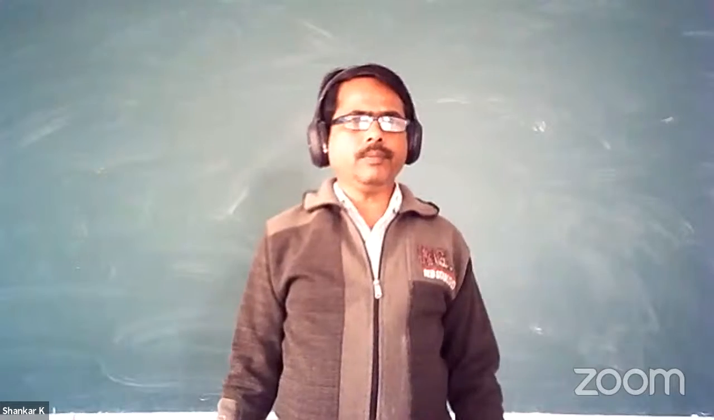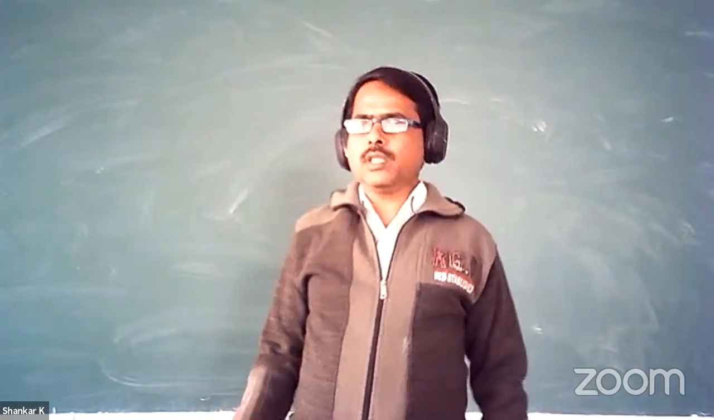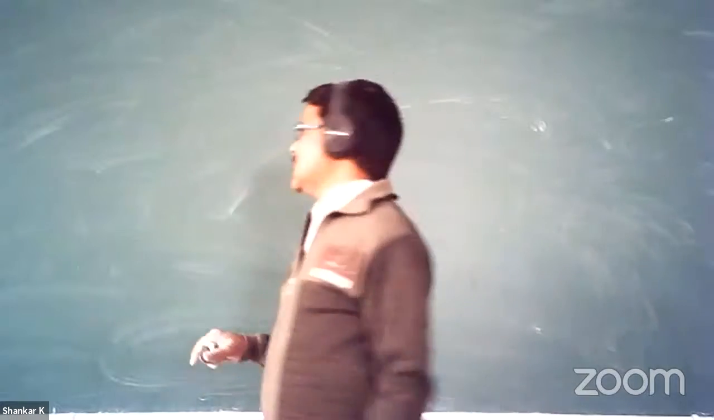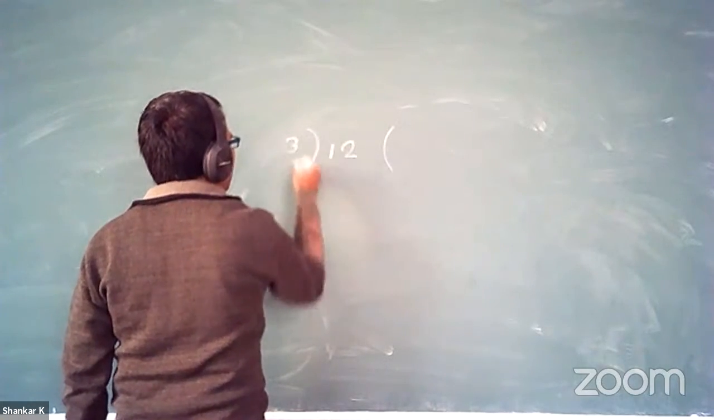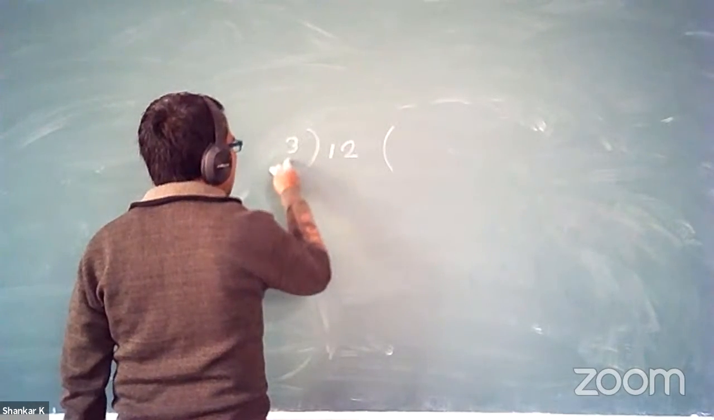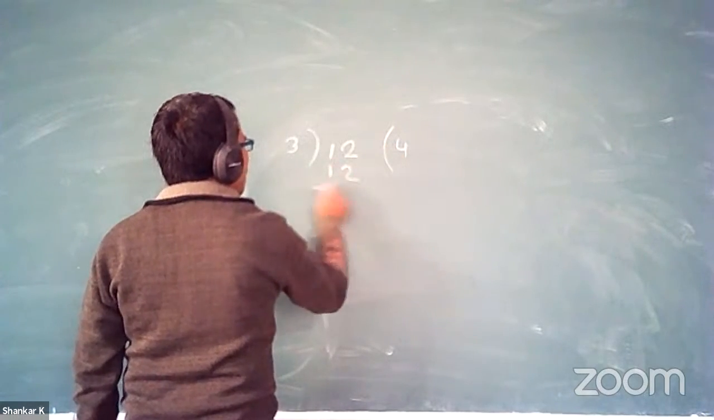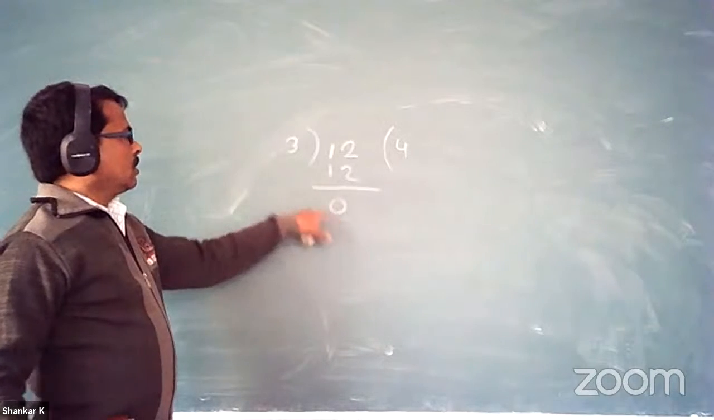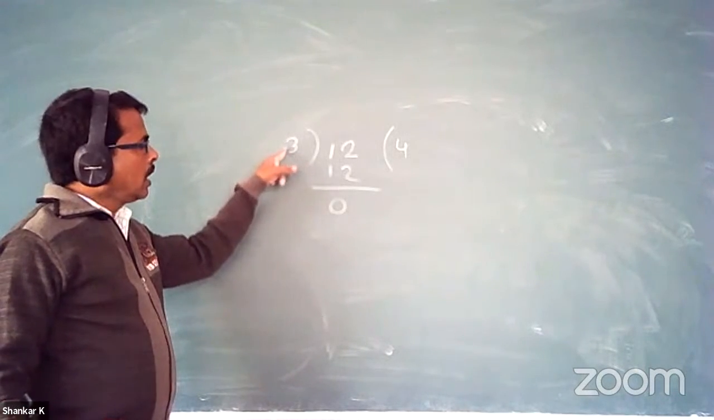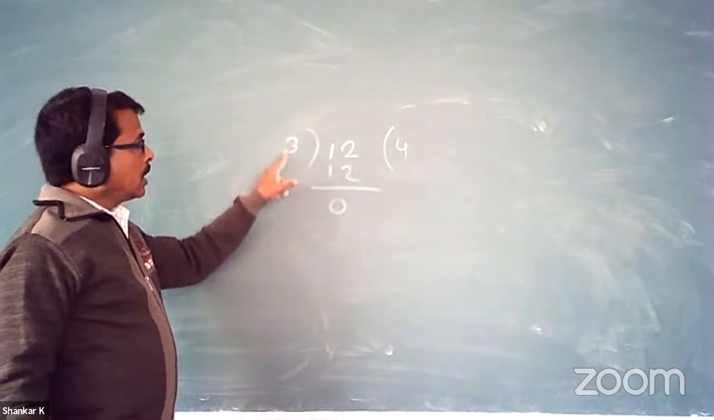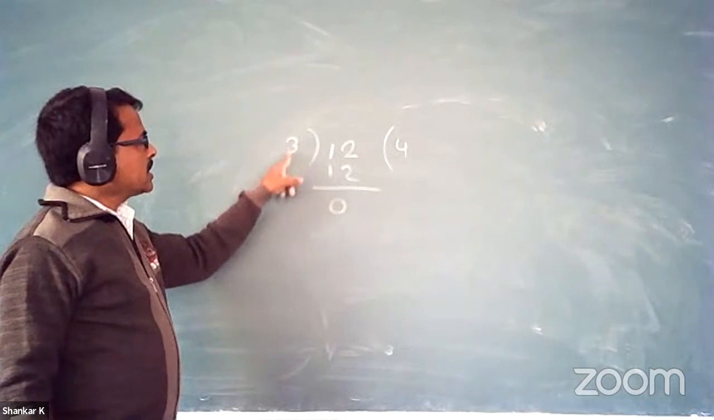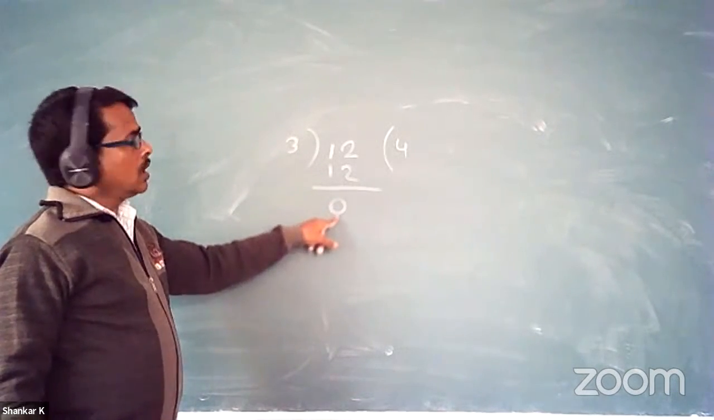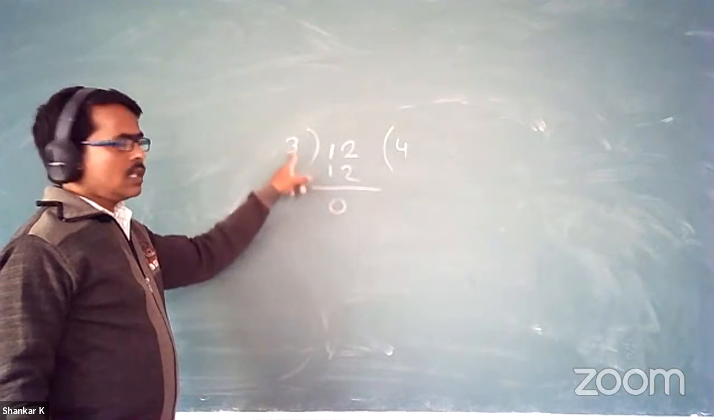So next one is the factor theorem, students. Next is the factor theorem. So before going to the factor theorem, I'll explain some basics. For example, 12. If you divide 12 by 3, 3 4s are 12. If remainder is 0, 3 is a factor. Isn't it? If remainder is 0, 3 is a factor. If 3 is a factor, remainder should be 0. Okay? If remainder is 0, 3 is a factor.